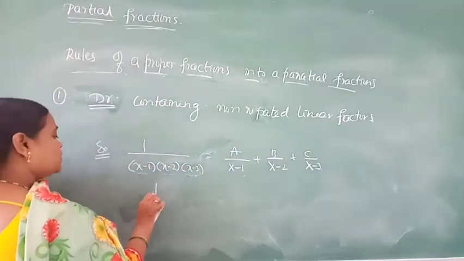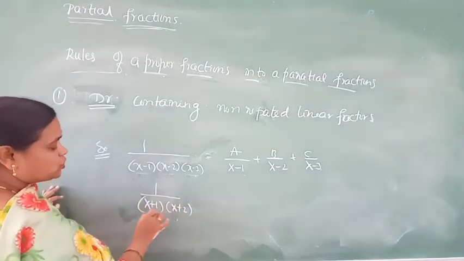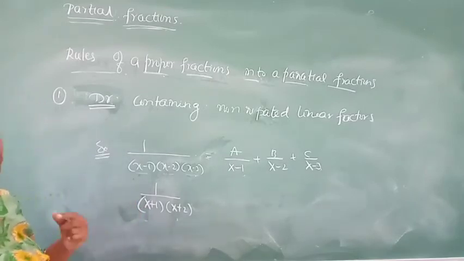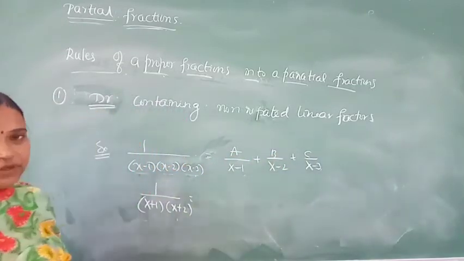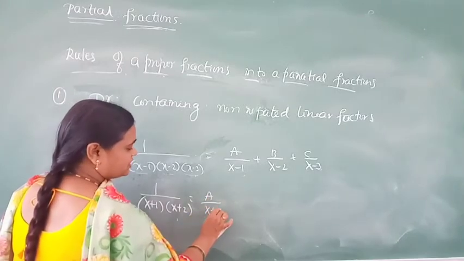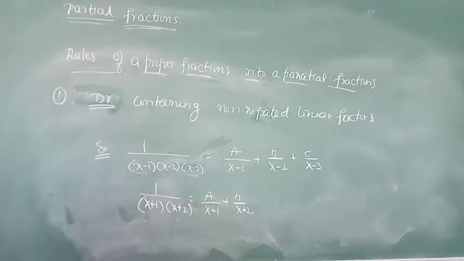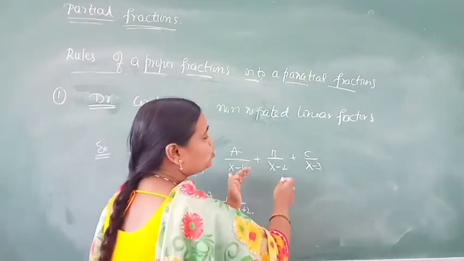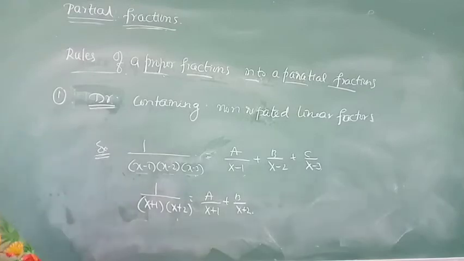For example, if I take 1 divided by (x plus 1)(x plus 2), right? These two are also non-repeated, but how many factors exist? 2 factors. Therefore, we consider 2 constants. Here, 3 factors are there. Therefore, we consider 3 constants. We have to calculate them later on. But now here, 2 factors. We can write this as A by (x plus 1), B by (x plus 2). Therefore, a single proper fraction can be converted in terms of the sum of 2 or more proper fractions. Such type of fractions we call partial fractions.